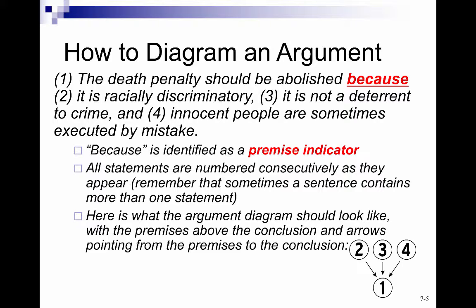Then we need to write the numbers down. Remember that the conclusion goes at the bottom, even though in this case the conclusion is the first thing in the argument. So number 1 goes at the bottom and 2, 3, and 4 go above it. Since all of them support the conclusion, all of them should have arrows leading to the conclusion. The argument diagram for this argument looks like the one at the bottom of this page. That's a fairly simple argument. Let's move on to something a little bit more complicated.